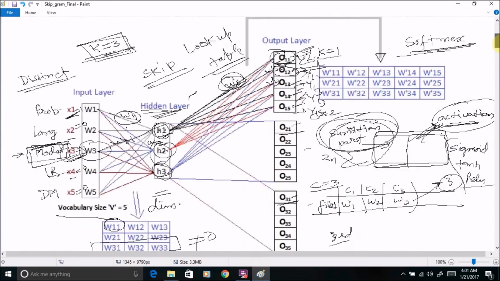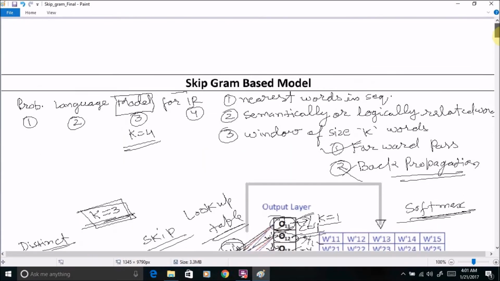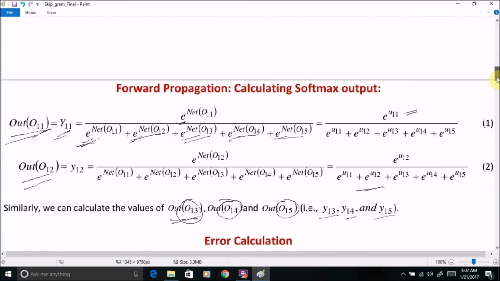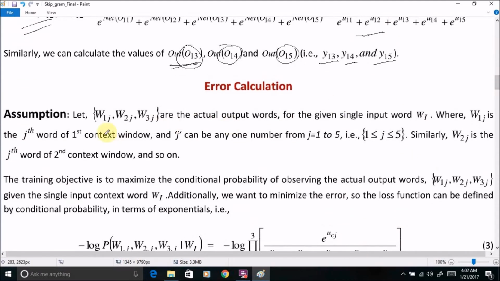Now the next part is the error calculation. As we discussed earlier, in this example for the word model we are trying to identify the words which fit in the size of the k-word window and are nearest to this word, semantically or logically related to this word. So in probabilistic terms we can say that in the current case we are just considering 3 words.